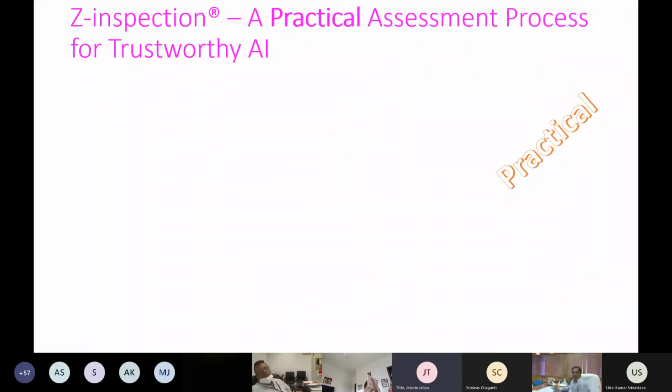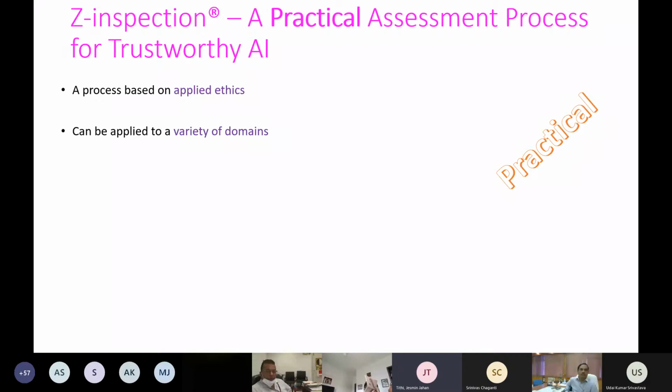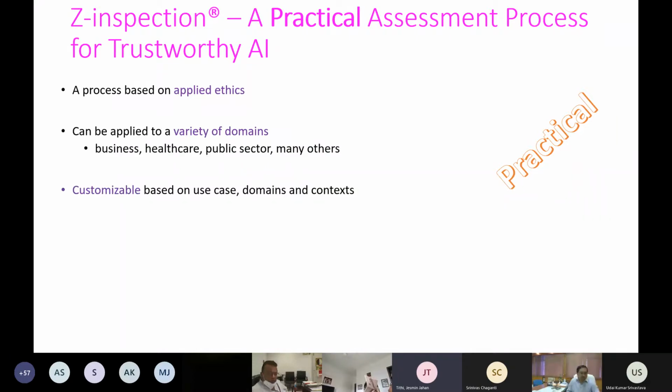Z-Inspection is a practical assessment process of trustworthy AI that is based on applied ethics, and it can be applied in a variety of domains, including healthcare, business, the public sector, and many others. It can be customized based on use case, domain, and context. And it also allows the use of existing frameworks, checklists, and tools as plugins.